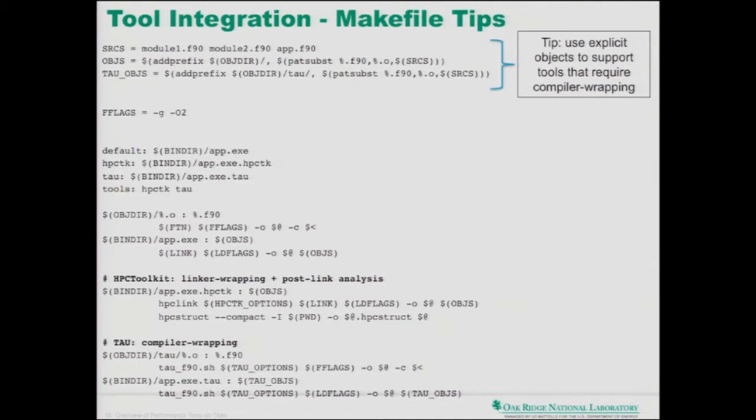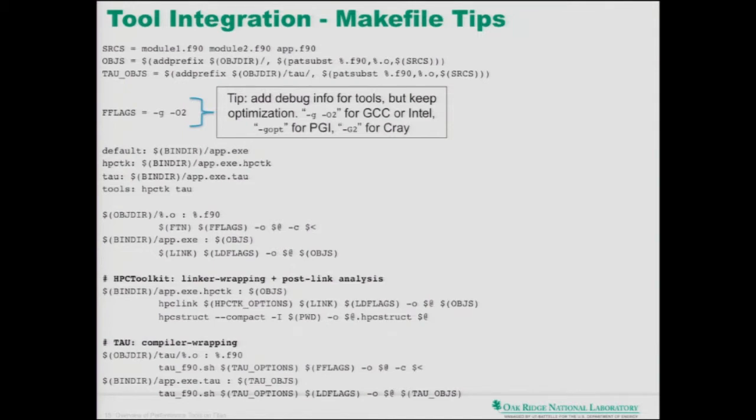to use on Titan. So you can say, I have my regular objects, which are basically generated from sources, and then I can create a directory for Tau objects that are going to be stuck in a separate directory, and I'm going to use those later to build the Tau version.